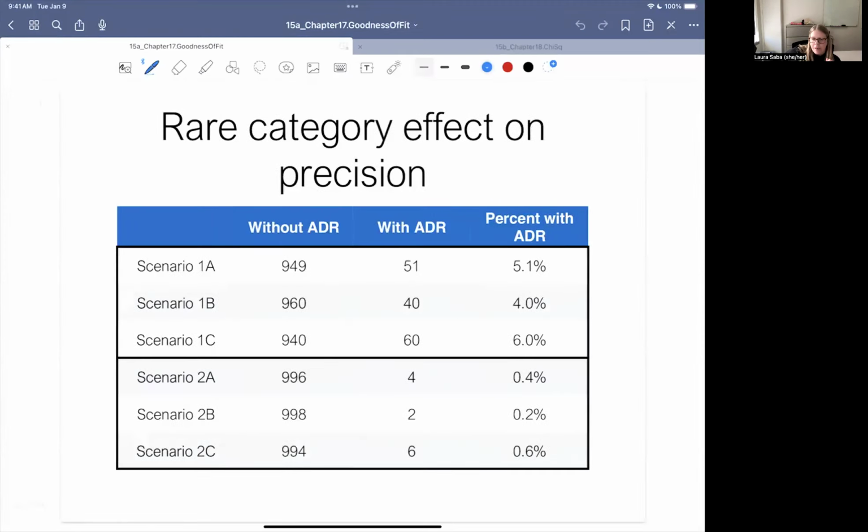And so here we're looking at adverse drug events. When we have 5% to 6% adverse drug effects, we can do a better job of measuring the accuracy or getting close to the real measure. When we're at percentages that are like 0.6, 0.4, we do a really bad job of estimating those numbers.